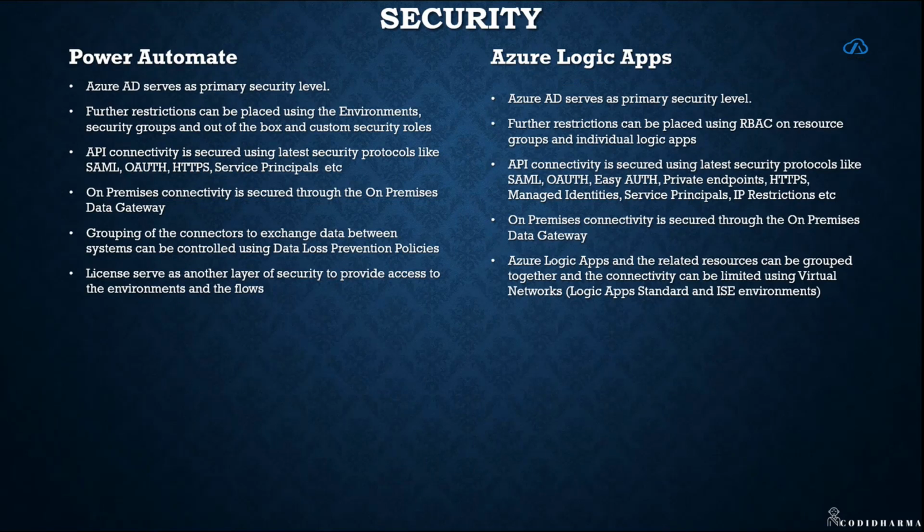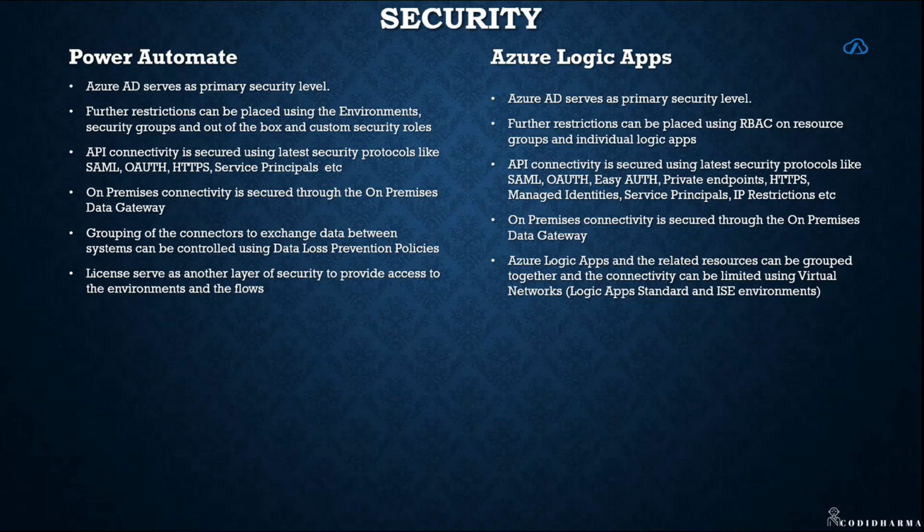So, in Power Automate, Azure Active Directory serves as a primary security level, right? And then, as I spoke a few minutes ago, we can introduce environment security groups and out-of-the-box and custom security roles to control access to different environments.